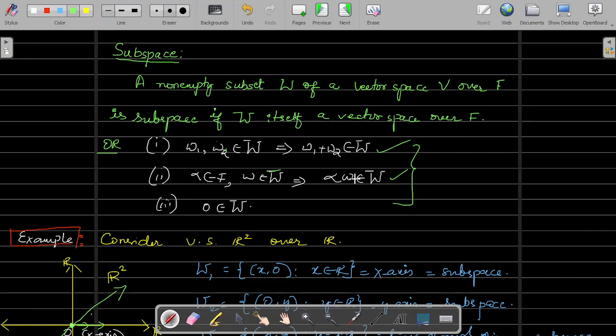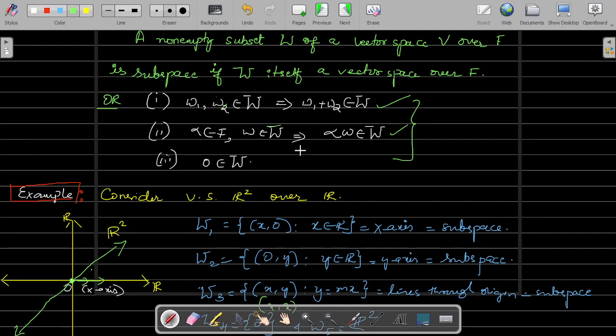All other conditions of a vector space, like associativity and distributivity, are not necessary because it is a subset of the given vector space. If those conditions are satisfied for the main vector space, as it is a subset, all those quantities are taken from that vector space only, hence it automatically follows.